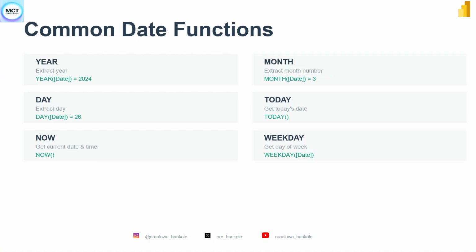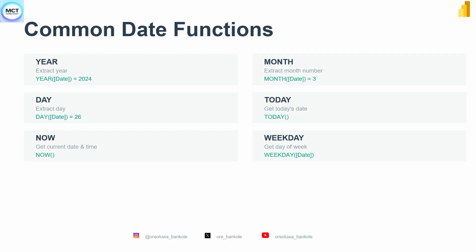Yes, we have the year function, the month function, the day function, the today function, the now function, the weekday function. What is all this? These six functions are the basics. But usually when you get to your place of work, you might be using some other ones because you have some other advanced date functions.